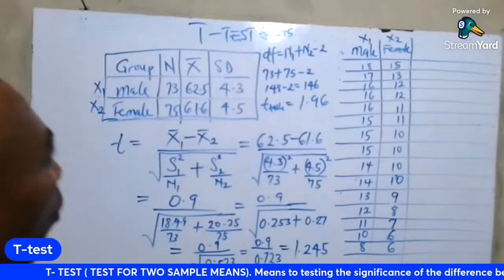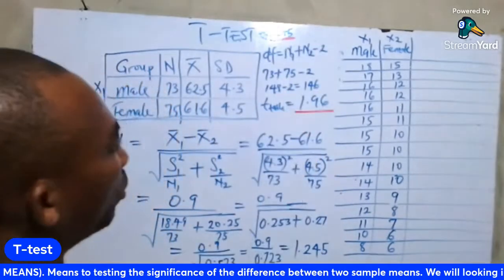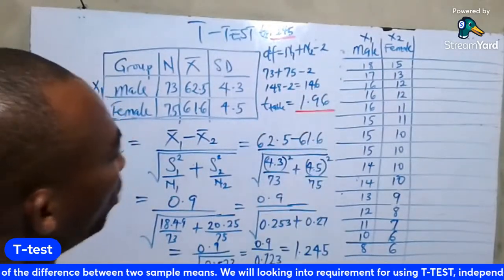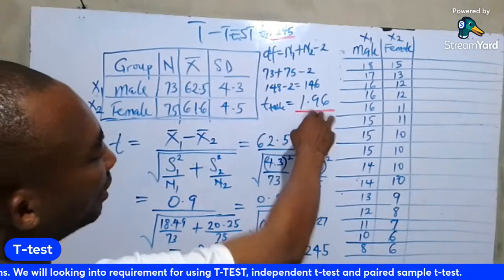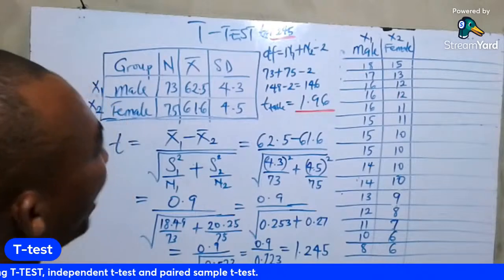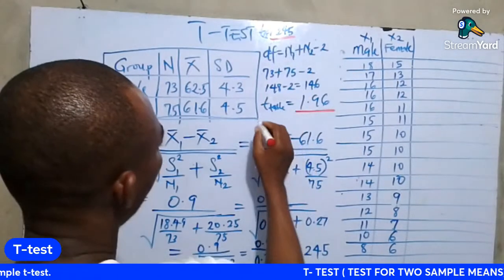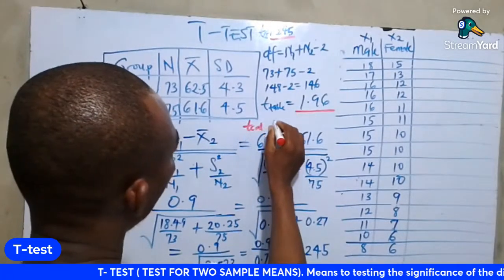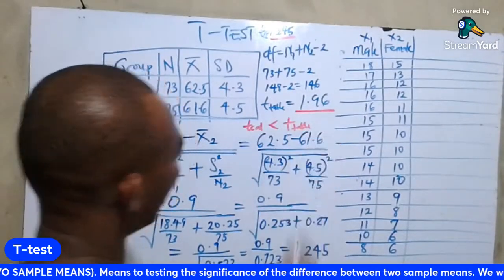Okay, so this is what we check on the table. This is what we got when we did the calculation. Between 1.245 and 1.96, which one is the biggest? Fine, you said this is the biggest. That is, 1.96 is the biggest. So that means our T calculated is lesser than what we check on the T table.